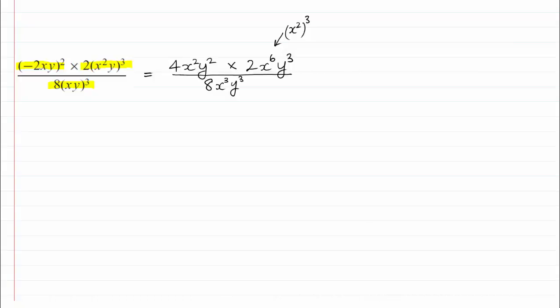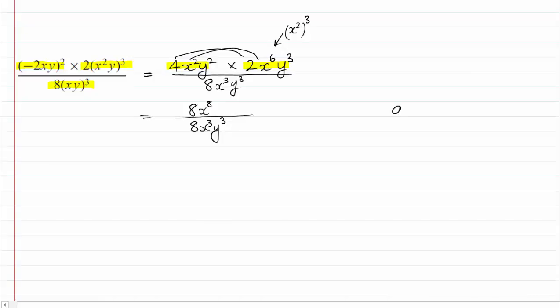Now, before I can simplify the fractional component, I have 2 terms on top I'd like to simplify first. So I'm going to write this down. I'm going to leave my denominator the same, 8x cubed, y cubed. But I'm going to work on my numerator. 4 times 2, first of all. So I'm going to multiply the numeric values. 4 times 2 is 8. And then x squared times x to the power of 6, and that is x to the power of 8.